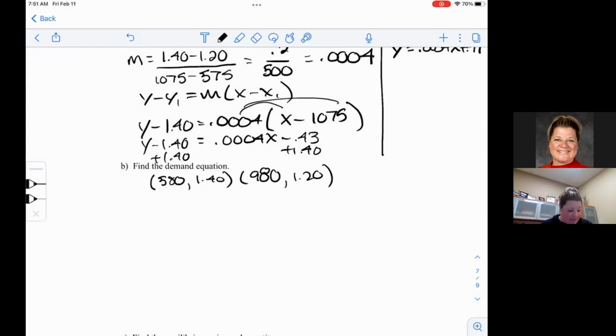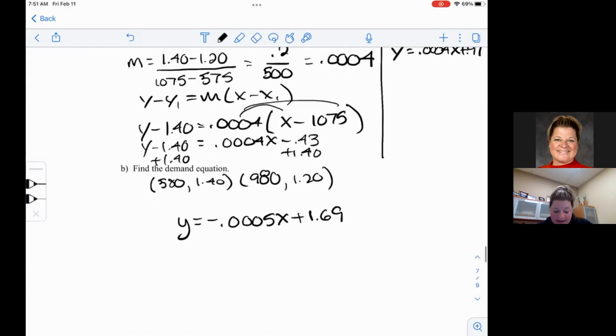And we could do the same thing, find our slope, write our equation of our line, and we better end up with y equals negative 0.0005x plus $1.69, according to my notes. So we can, from there, find our two ugly equations.